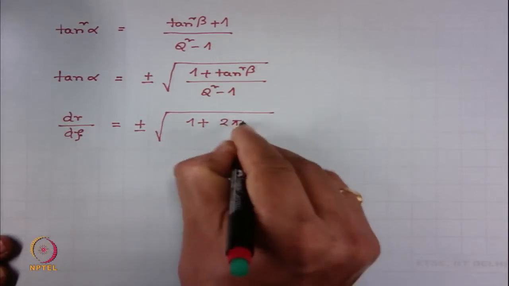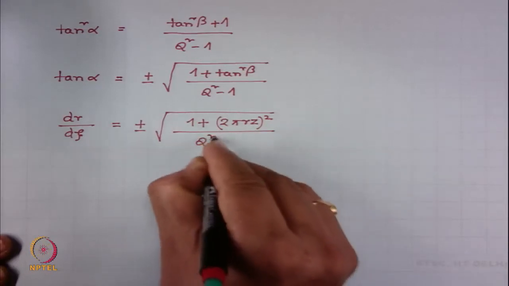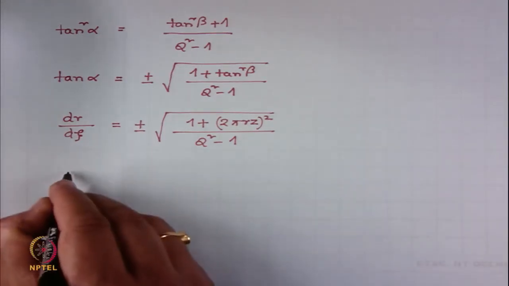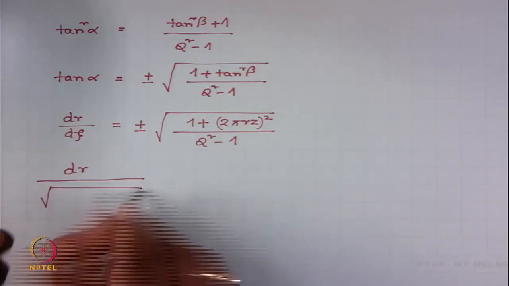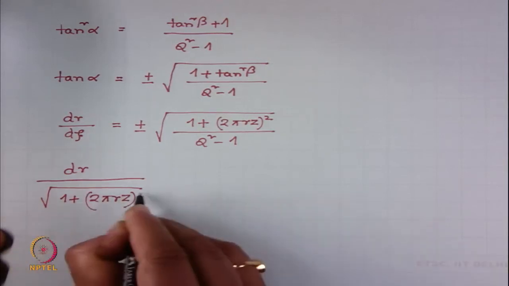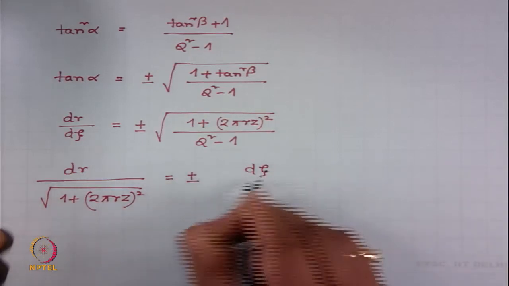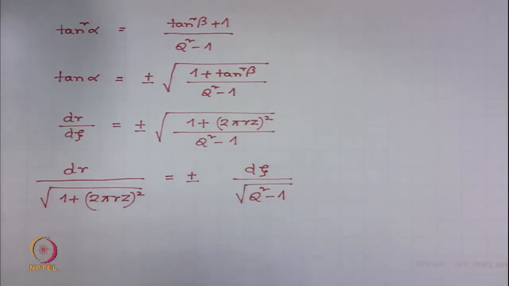2 pi r times z square divided by q square minus 1, right. So, we can write further dr by root over 1 plus 2 pi r z square is equal to plus minus d zeta root over q square minus 1, right.